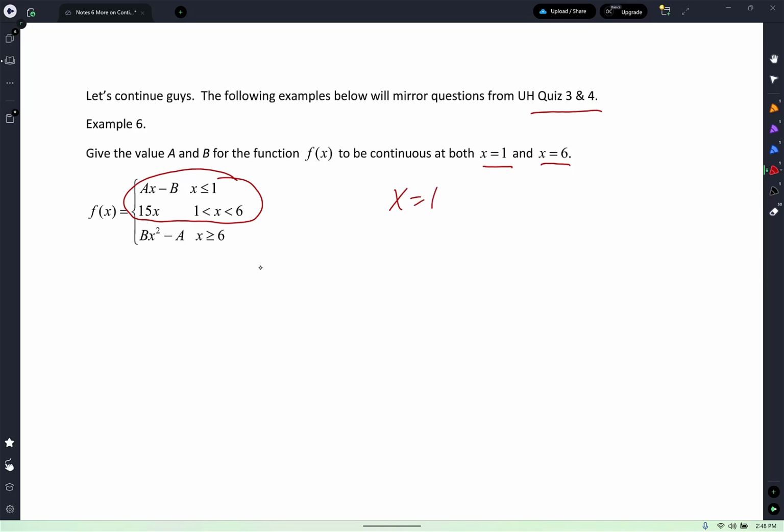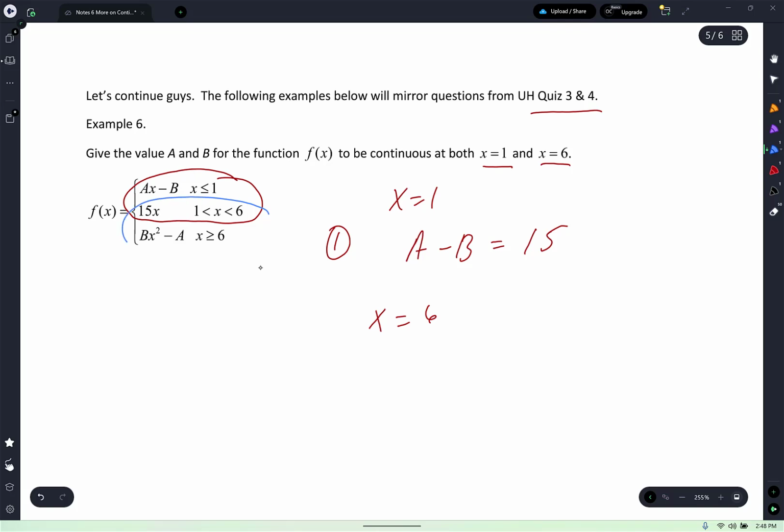Equation 2, at x equals 6, I'm going to change the color. These two right here better be the same. So at x equals 6, what's 15 times 6? 15, 30, 60, 75, 90. 90 equals 36b minus a. That's equation 2. Does everyone know where equation 2 came from?